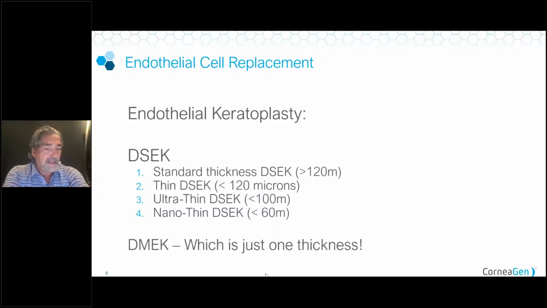And then now, a lot of what we're doing now and what we'll talk about tonight is sort of this nano thin, which is around 60 microns or less. And then if you think about it, DMEK's really just one thickness, right? It's just that endothelial layer with a little bit of Descemet's, no stromal thickness. So when we talk about DMEK, it's pretty much the same for everybody. We might vary the diameter, but we don't vary the thickness like we do with DSEK. And I think that makes a big difference because we want to compare apples to apples. Next slide.